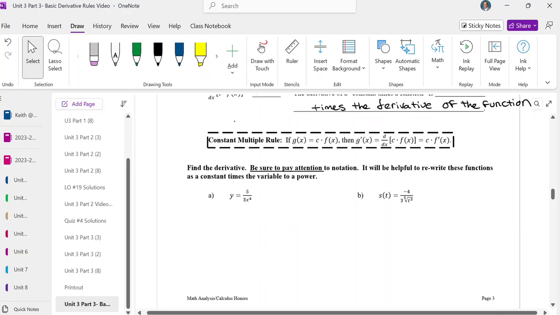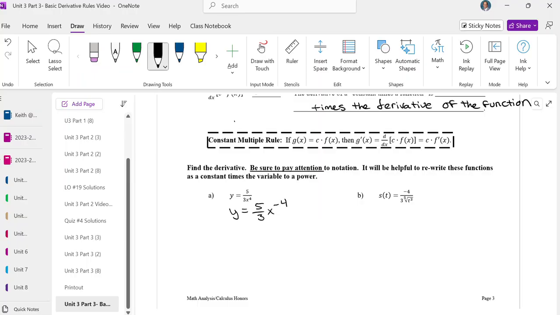So in this case, we'll rewrite this as y equals 5/3 x to the negative 4th. To find the derivative, you take negative 4 times 5/3, which is negative 20/3. Then negative 4 minus 1 is negative 5. So the derivative is negative 20 over 3x to the 5th, because you move the x to the negative 5th to the bottom of the fraction to make it positive.